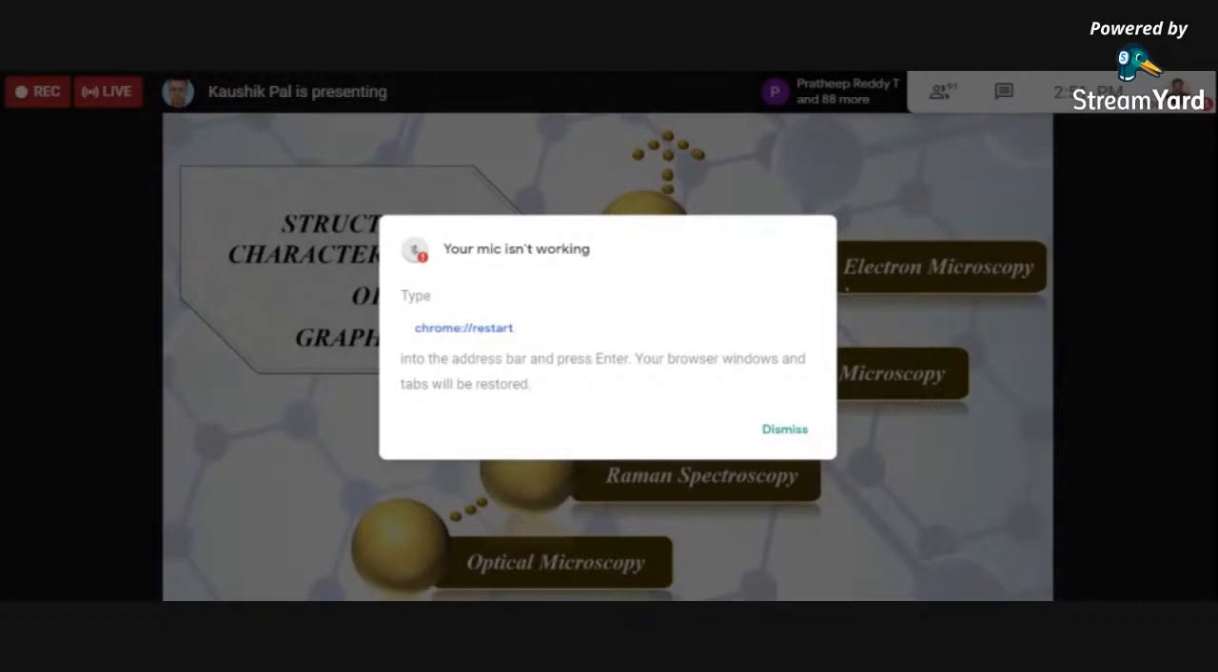So basically, when I am talking about the different types of structural characterizations, we are using the transmission electron microscopy, the short form is TEM, but nowadays people are using HRTEM, which goes around the 1 nanometer, 2 nanometer range. So high resolution transmission electron microscopy, scanning probe microscopy, Raman spectroscopy, and the optical microscope also.